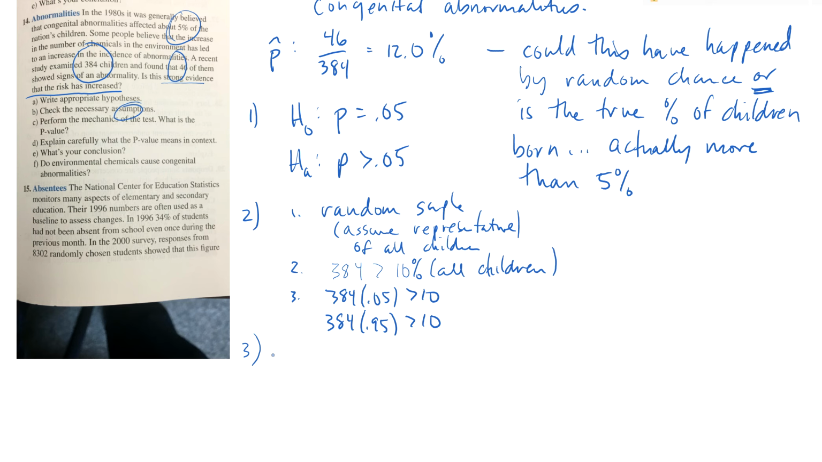3. Mechanics. What do we do here at the mechanics? We want to find the z-score. What we're really asking is this question right here. It's amazing how I can do that with a straight face, yes? And that's the square root of 0.05 times 0.95 over 384.